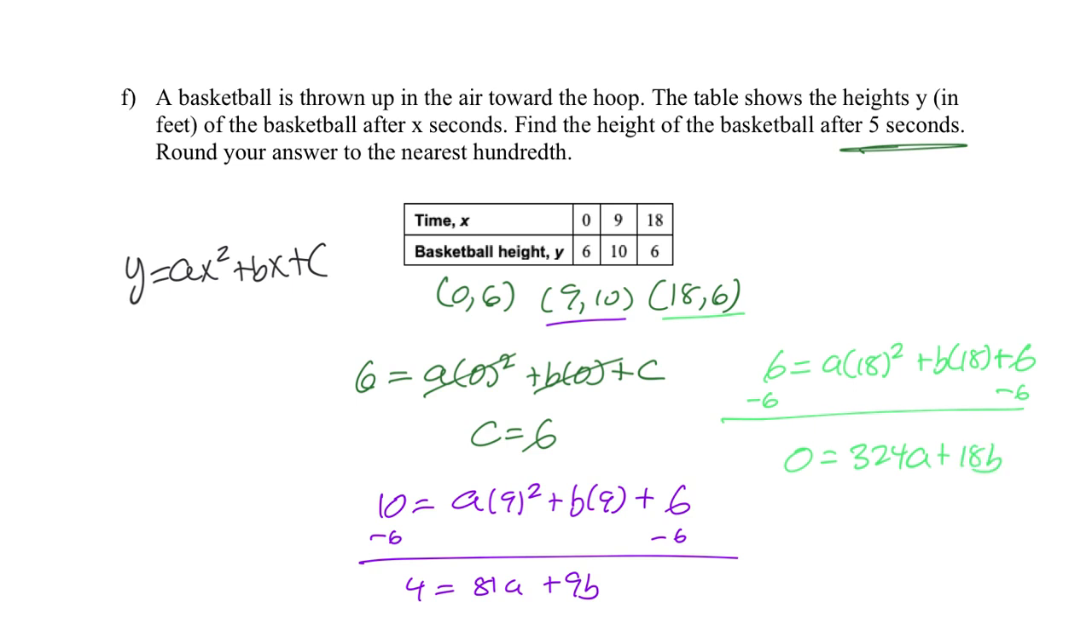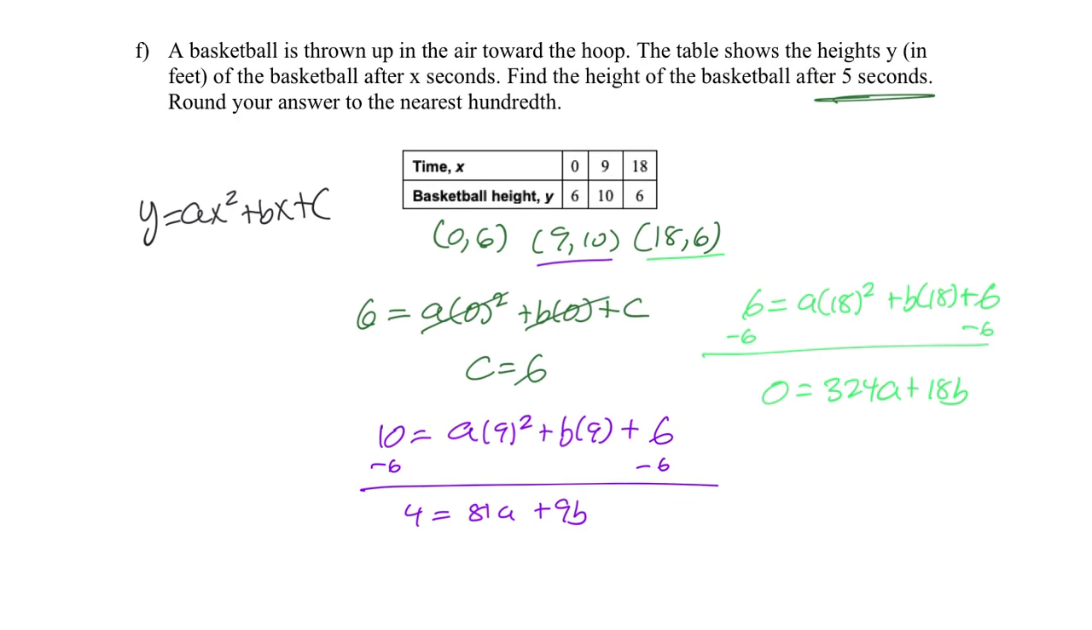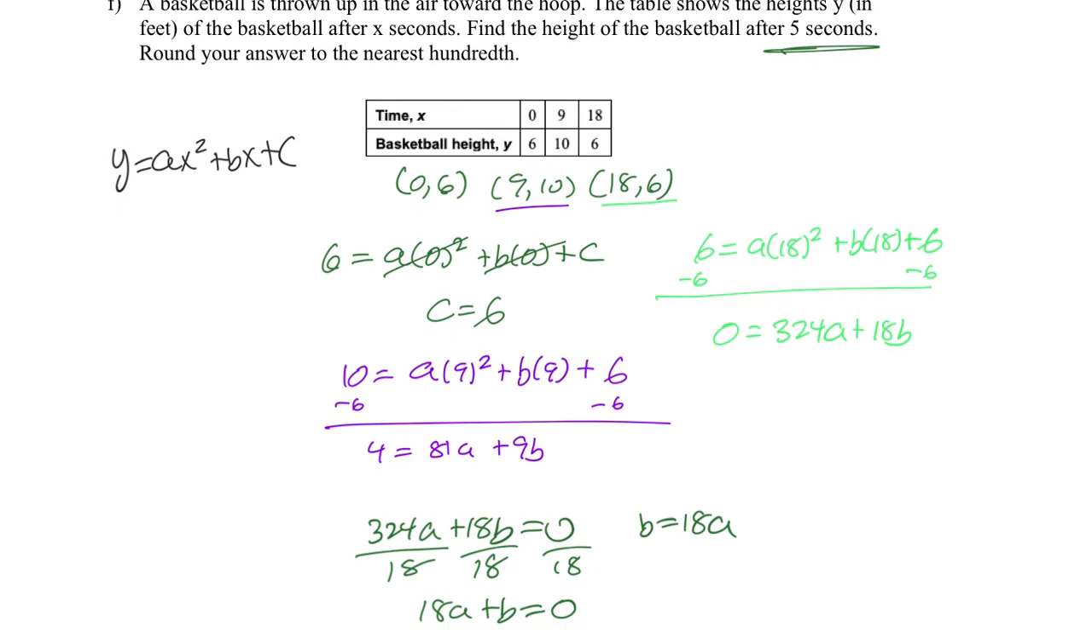As you can see right here, I have two equations and two variables, so I can combine them in a system of equations. I have 324a plus 18b equals 0, but I can simplify this equation by 18. So I should have 18a plus b equals 0, which means that b equals negative 18a. Everything is coming from this equation, where I simplified by 18. Now I can substitute that into my next equation.